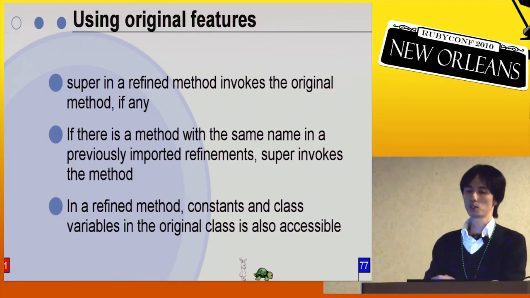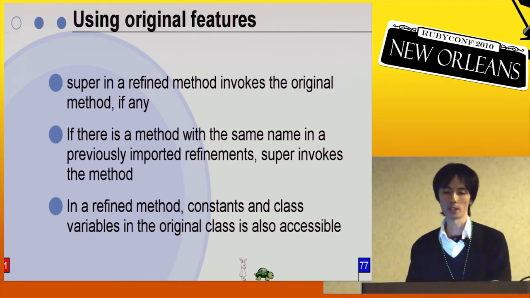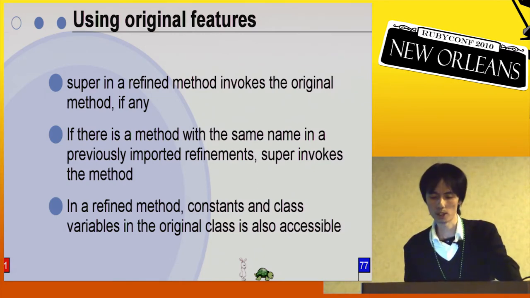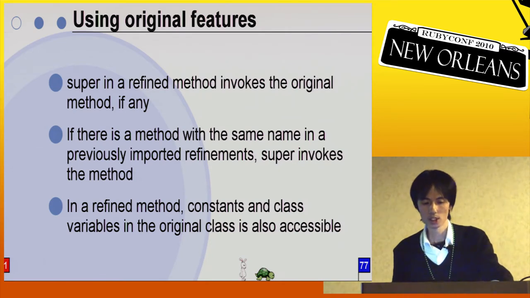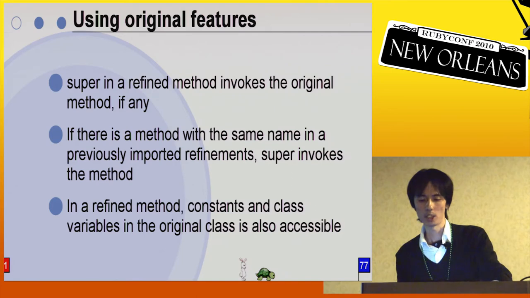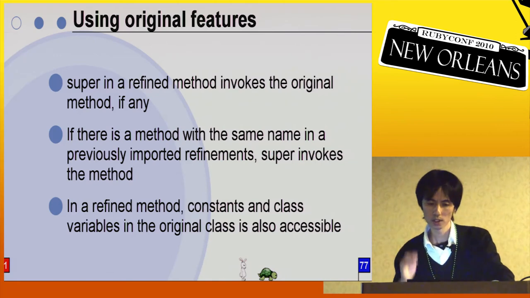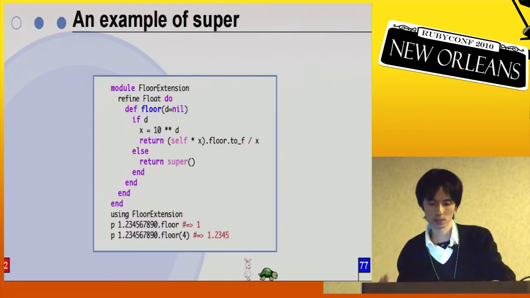You can use original features from refinements. Super in a refined method invokes the original method, if any. If there is a method with the same name in previously imported refinements, super invokes that method. In a refined method, constants and class variables in the original class are also accessible. This is an example.